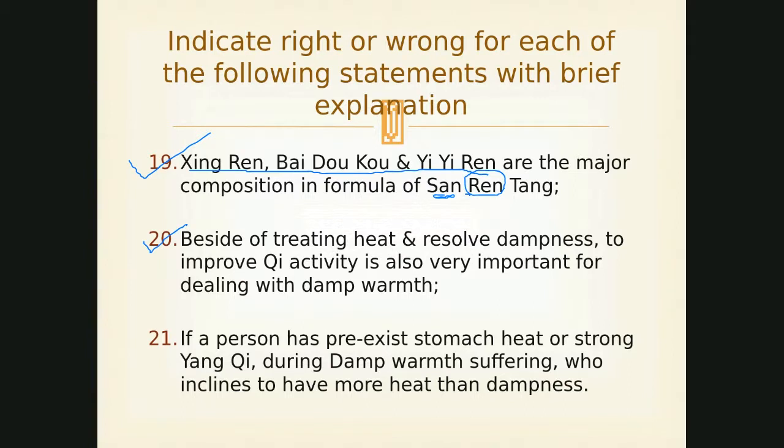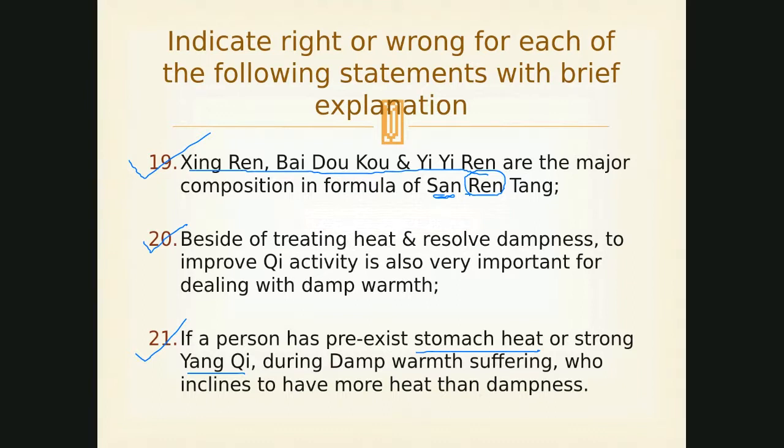Now number 21. If a person has pre-existing stomach heat or strong yang qi during damp warm suffering, who inclines to have more heat than dampness? Thank you, Lucy. This is correct. Because once you have stomach heat, you have a big appetite. Yes, you can eat more and have more heat very easily. Or if you have strong yang qi, it is not easy to generate dampness. But if you do suffer damp warmth with strong yang qi, you have more heat than damp. So this is very easy to understand.